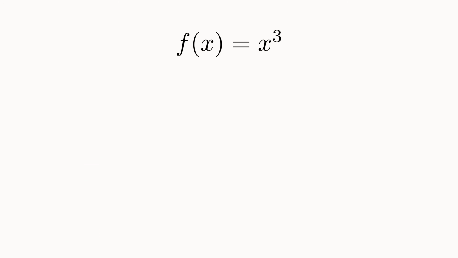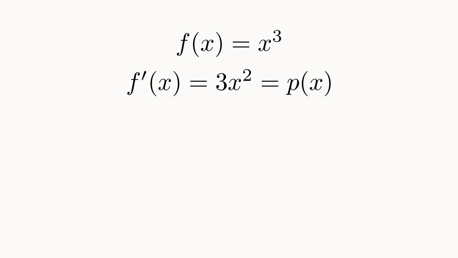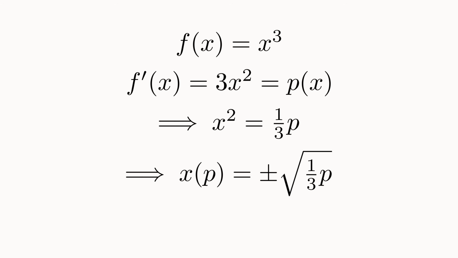We follow the same steps as before. First, we find the derivative and call it p of x. Then, we try to solve for x as a function of p. Immediately, we run into a problem. This is not a function. Any value we plug in for p will result in two different values for x.